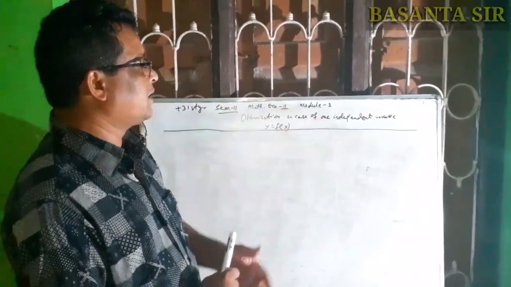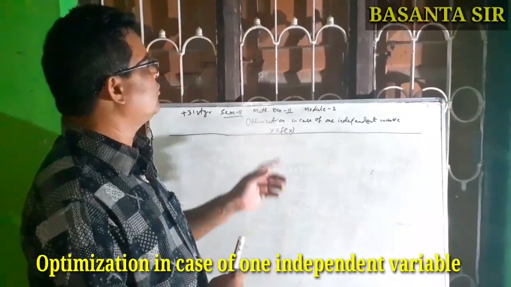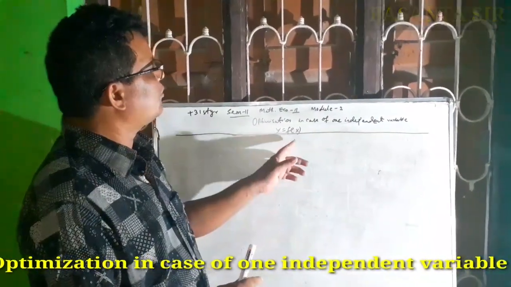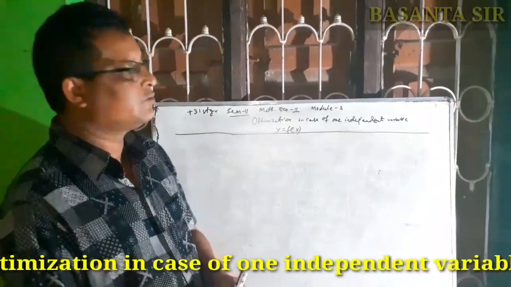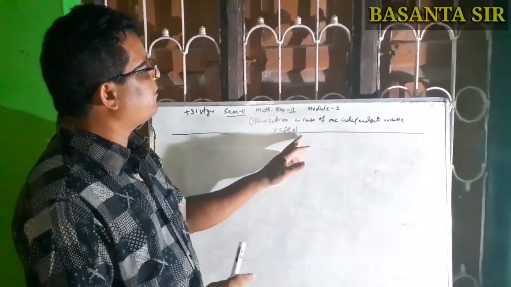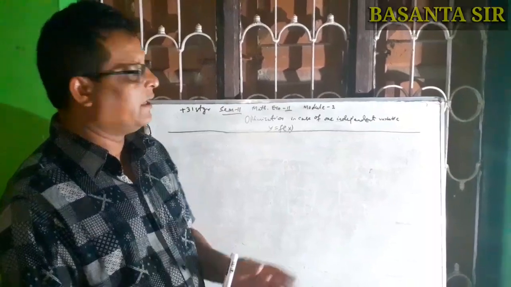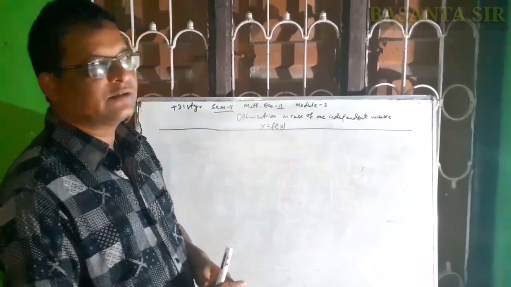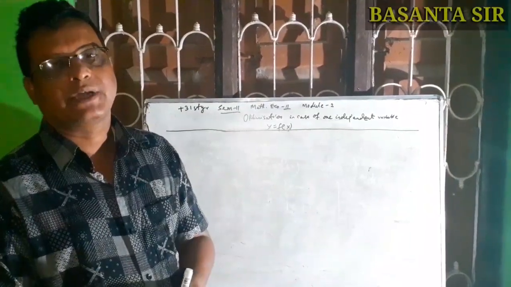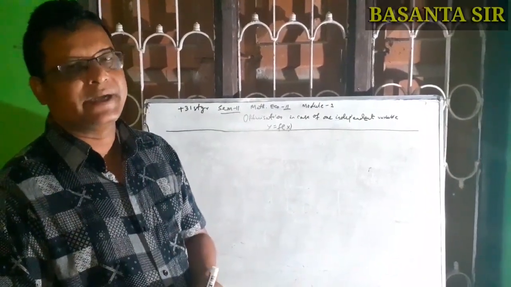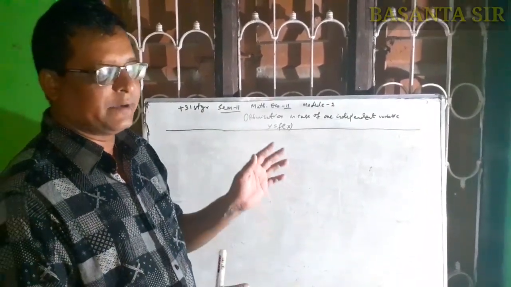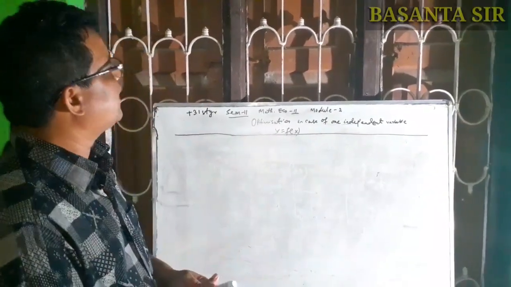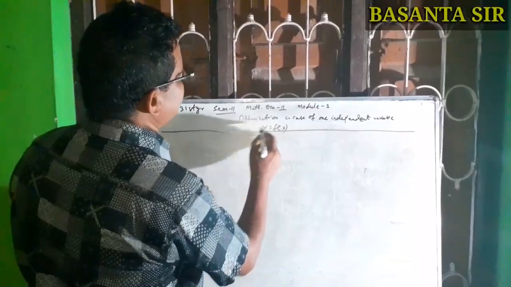I choose to teach you module 2, optimization in case of one independent variable, y equal to function of x. As you know, x is the independent variable and y is the dependent variable. Any number put for x will change the value of y. So y is depending on x, so y is the dependent variable and x is the independent variable. And the important thing is optimization.